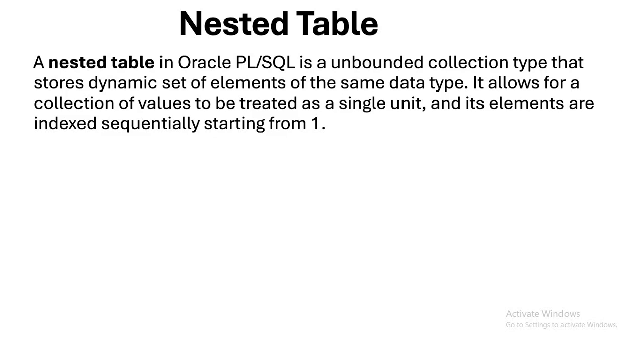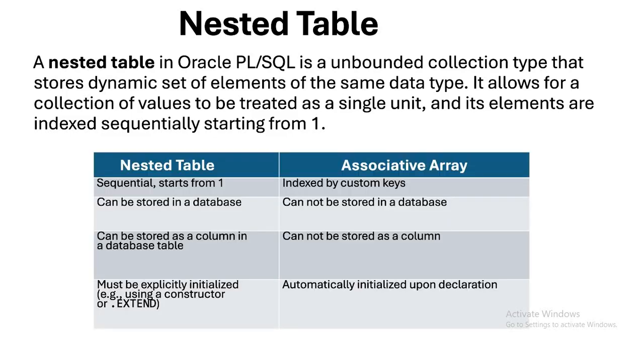So let's see the differences between an associative array and a nested table. In a nested table, the index is sequential and starts from 1, whereas an associative array is indexed by custom keys, which can be a string or a number. A nested table can be stored in a database, which is not possible with an associative array. A nested table can be stored as a column in a database table. This is also not possible for an associative array. A nested table must be explicitly initialized using a constructor or the extend keyword. But an associative array is automatically initialized upon declaration.